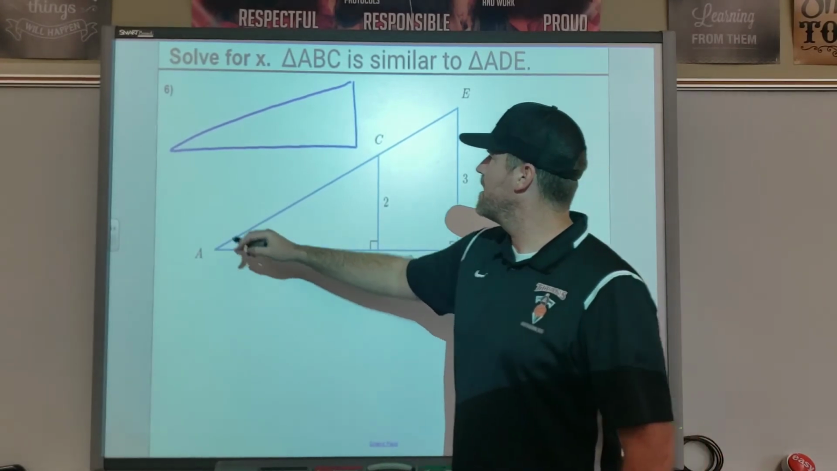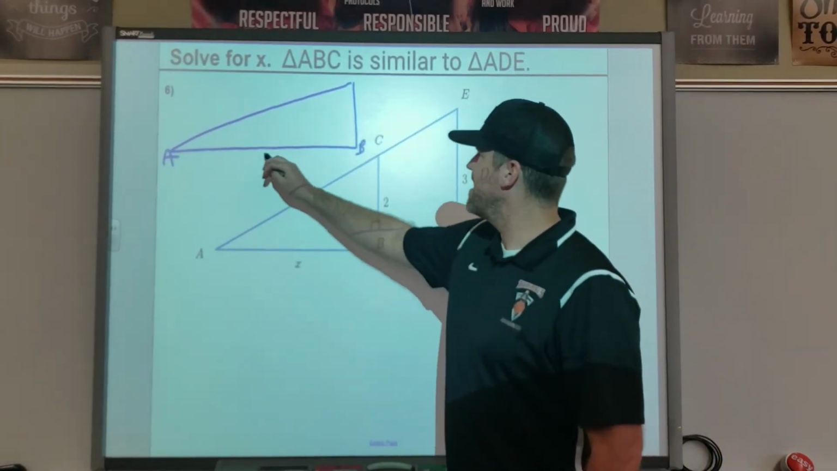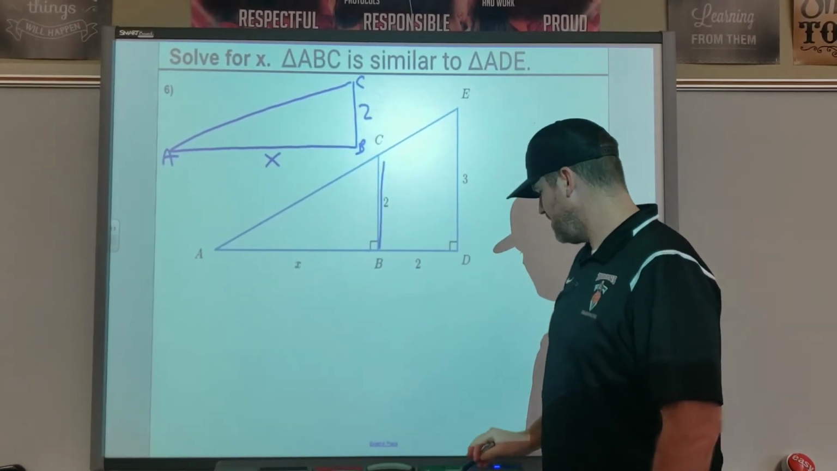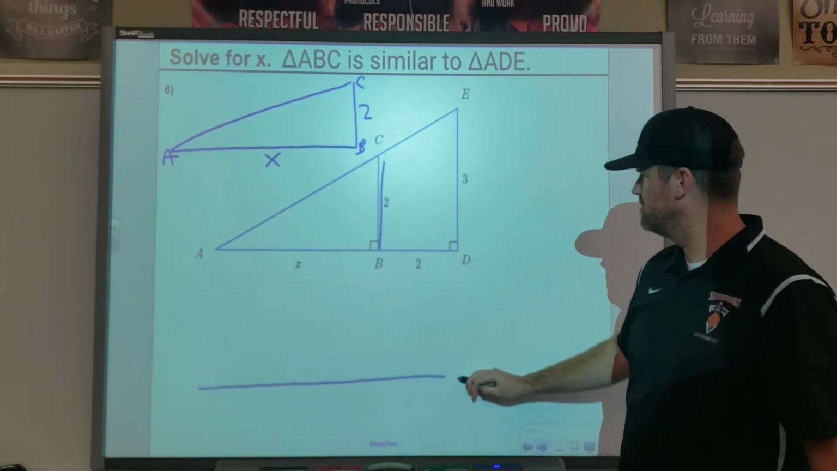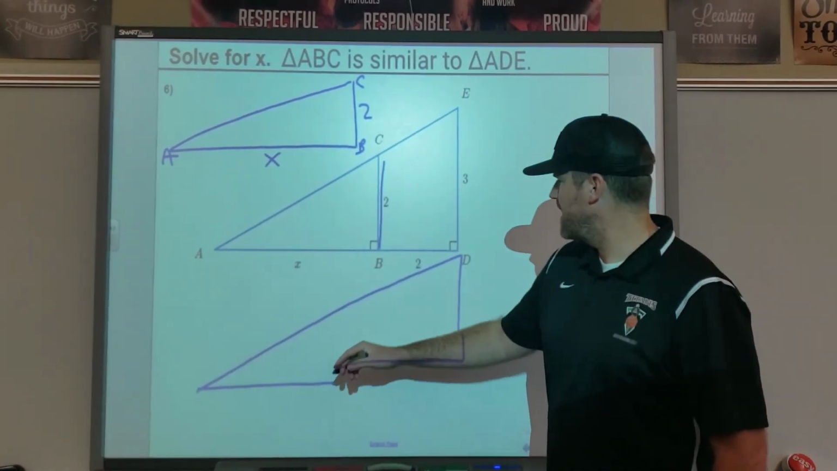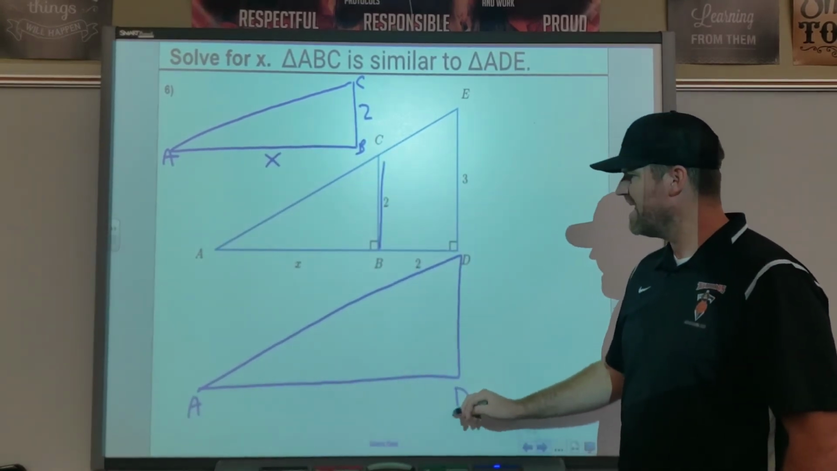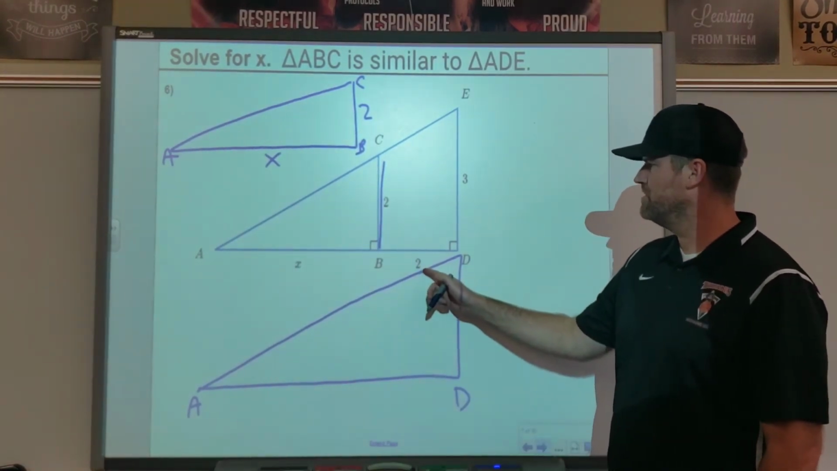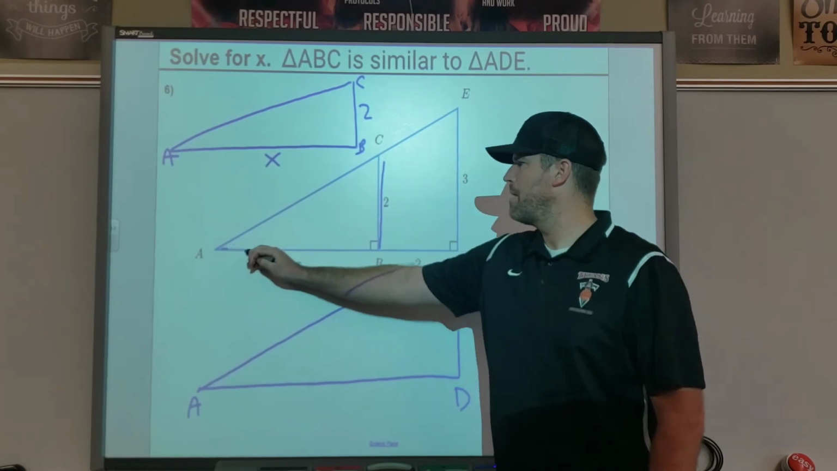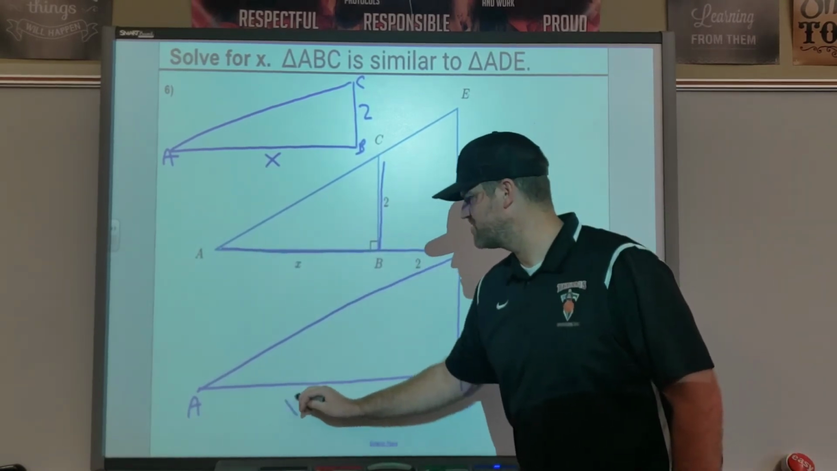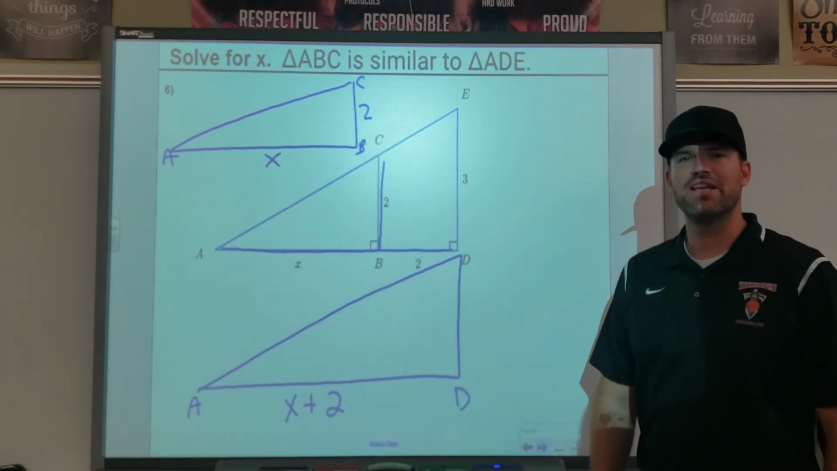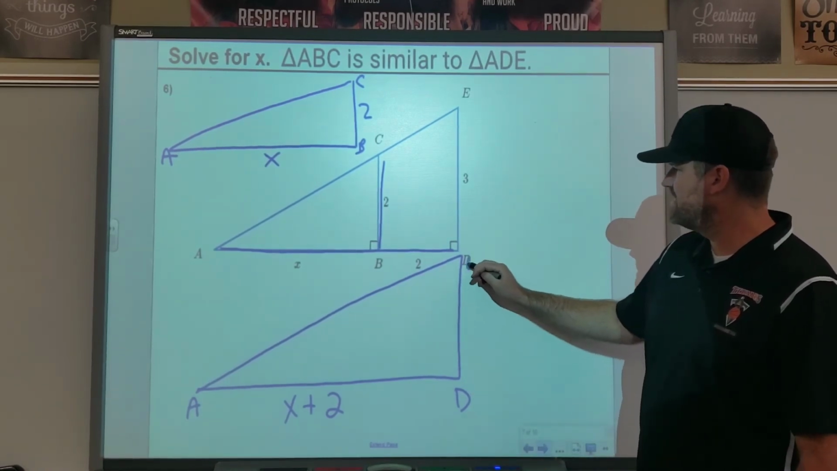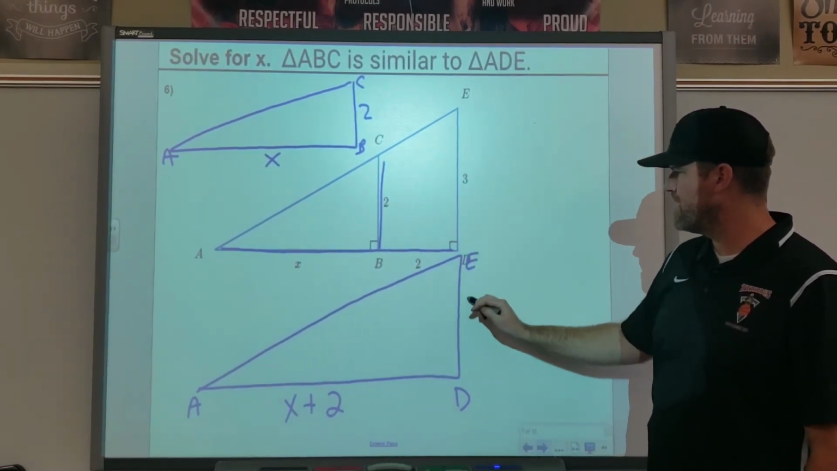I know that side AB is x, and I know that side BC is 2. And then if I redraw my large triangle, I have side AD. How long is side AD? Well, it's not 2, it's not x, it's that whole thing. So this side is actually x plus 2. We need to add those 2 pieces together to get the full side length. But then I do know that side DE right here is 3.